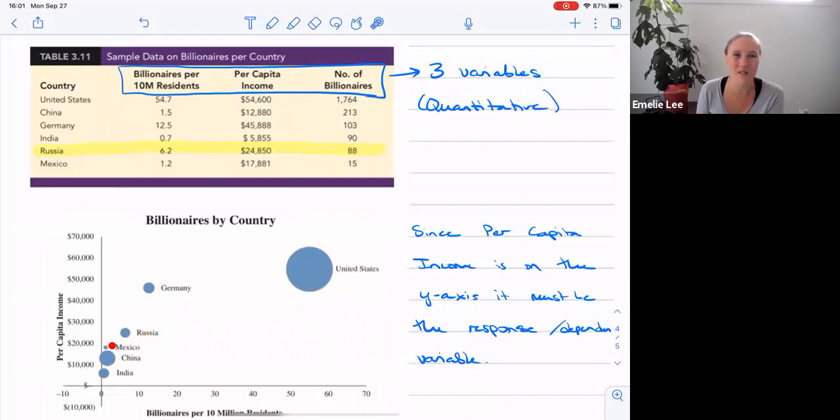It's easy to see that Mexico has the smallest, China is larger than the rest of this cluster here. United States is obviously the biggest, no doubt about it. But if you wanted to look at the nitty gritty between India, Russia, and Germany, you'd have to refer to the table. So often it's useful to have both the table and the graph.